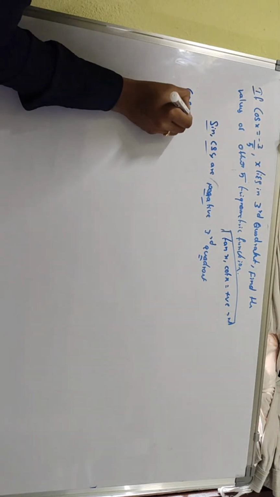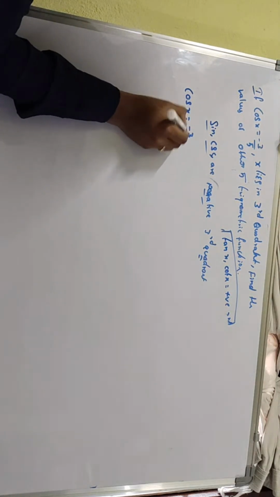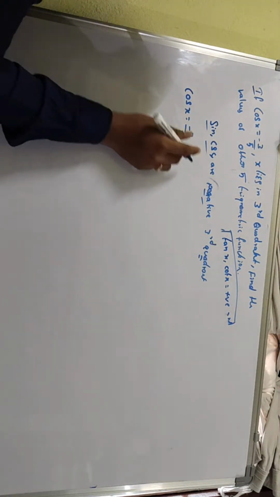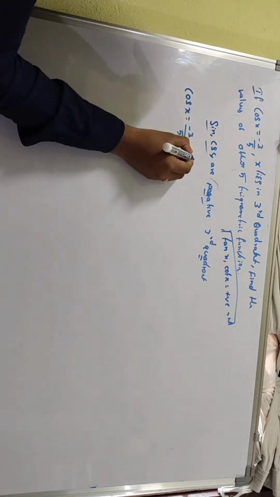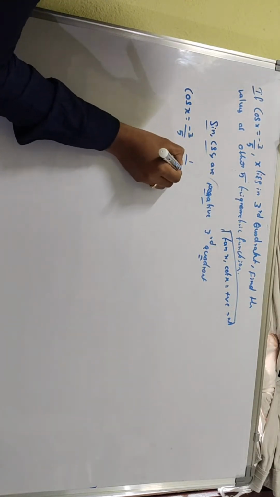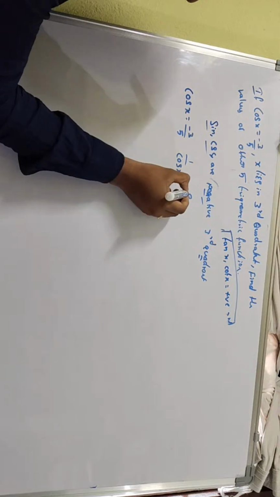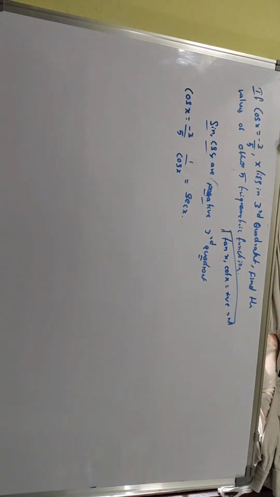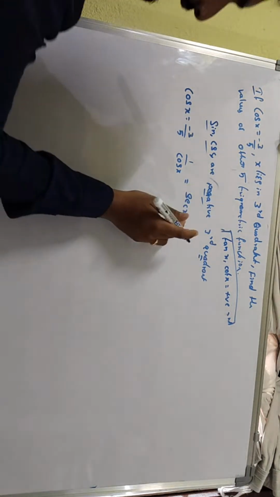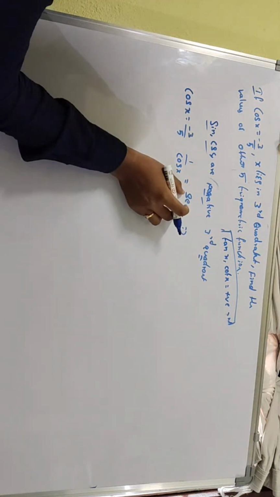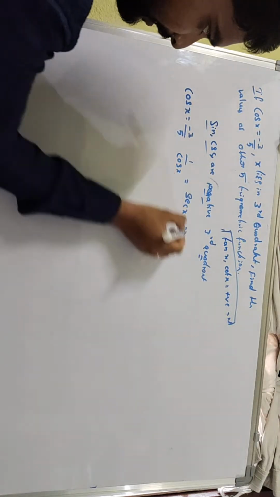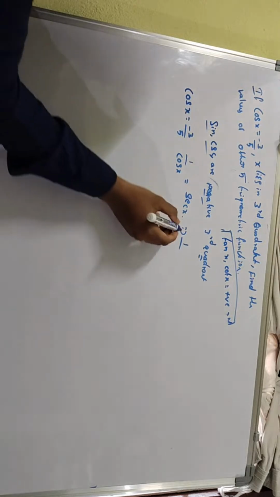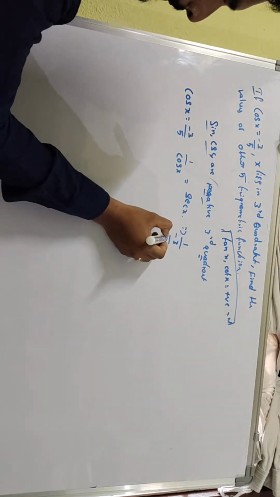So cos x is equal to minus 3 by 5. We are already well aware that the reciprocal of cos x, that means 1 by cos x, is equal to secant x. So secant x is 1 by cos x, and what is the value of cos x here? Minus 3 by 5.